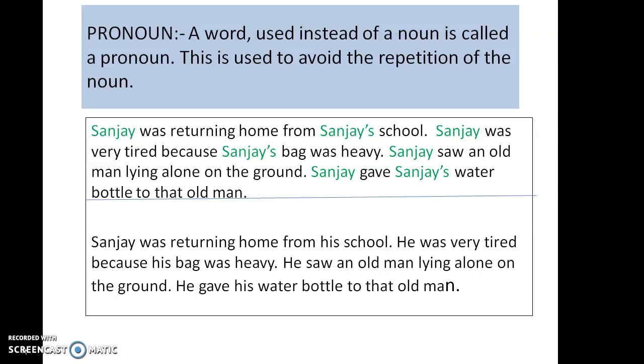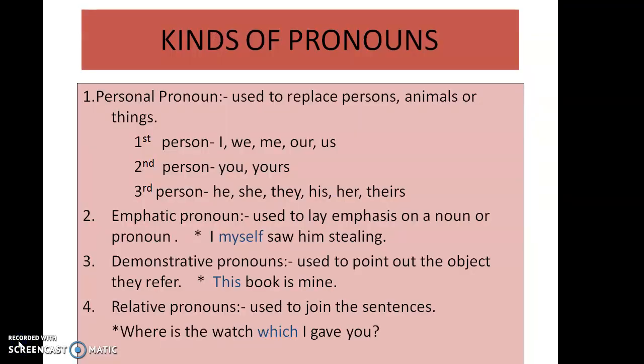So this is the function of a pronoun. Next, students, this is our last topic of today, that is kinds of pronouns. In this we are going to read 8 kinds of pronouns. कितने kinds पढ़ने हैं हमें? 8 kinds. So, listen very carefully.